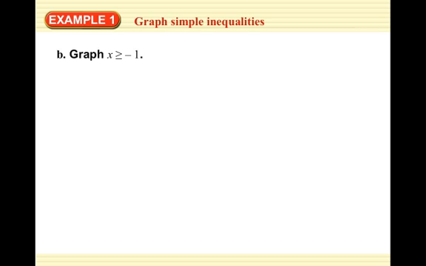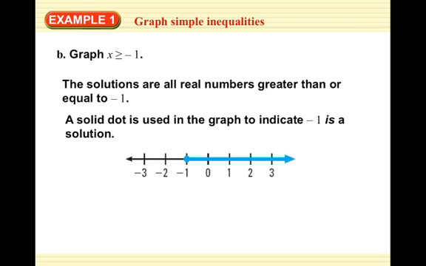Now for part B, we're going to graph x ≥ -1. So the solutions are all real numbers greater than or equal to -1. So a solid dot is used in the graph to indicate that -1 is a solution. So anytime you have or equal to, you use a solid dot. Okay, so we draw in the solid dot at -1, and then we color in the side of the number line in the direction of all values that are greater than or equal to -1, so to the right, because values like 0, 1, 2, 3, those are all greater than -1.